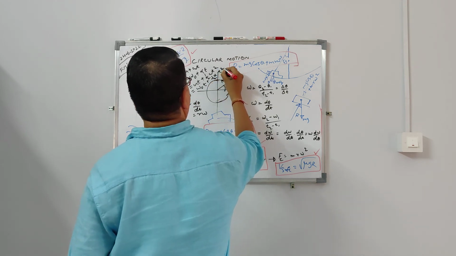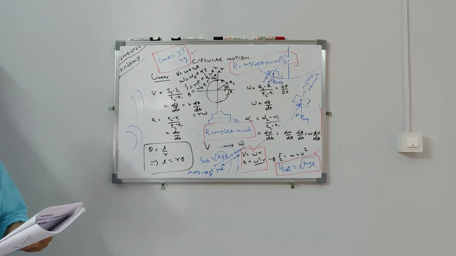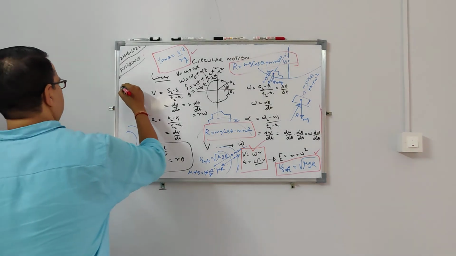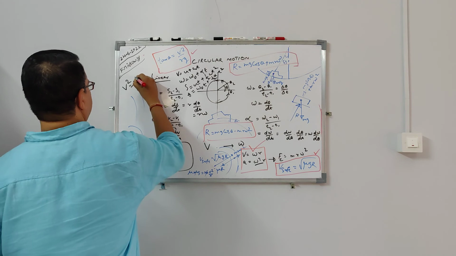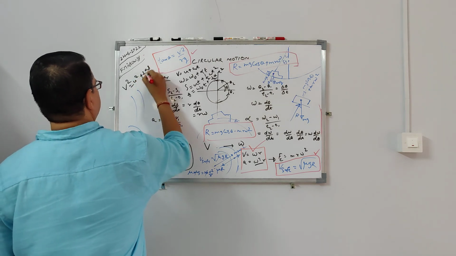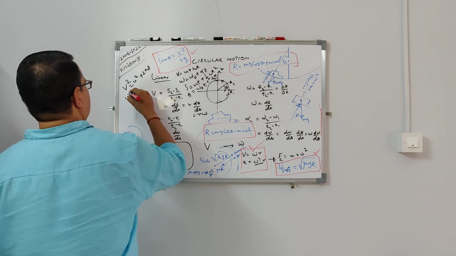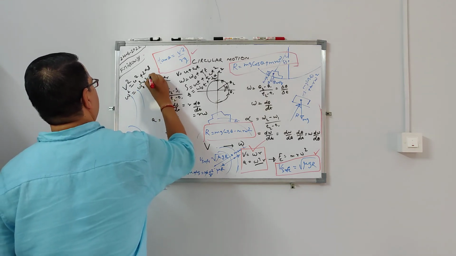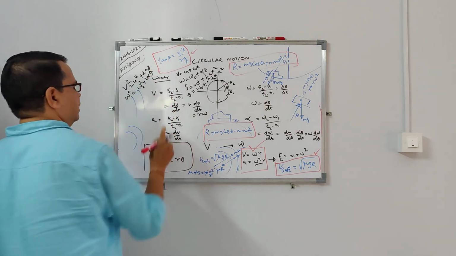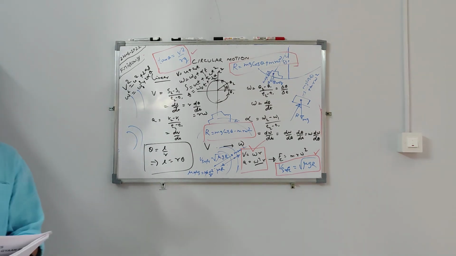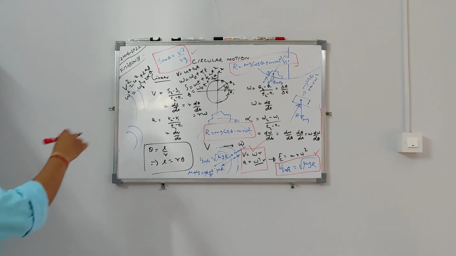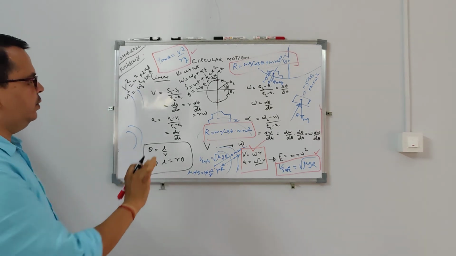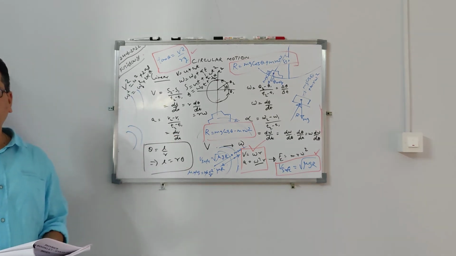Then another major formula you know, v square is equal to u square plus 2as. In place of that it is omega square equal to omega 0 square plus 2 alpha into theta. So these are some of the major formulas, from linear to circular. Now we have covered circular motion.